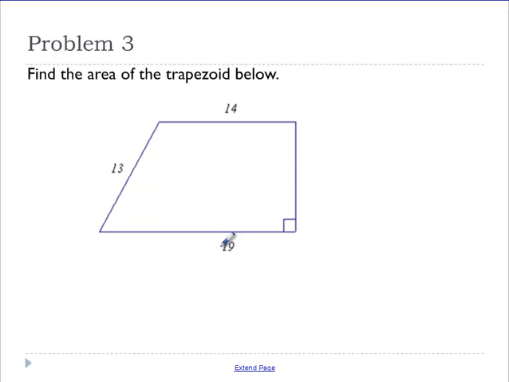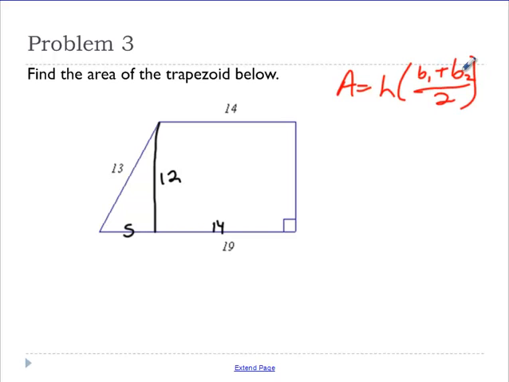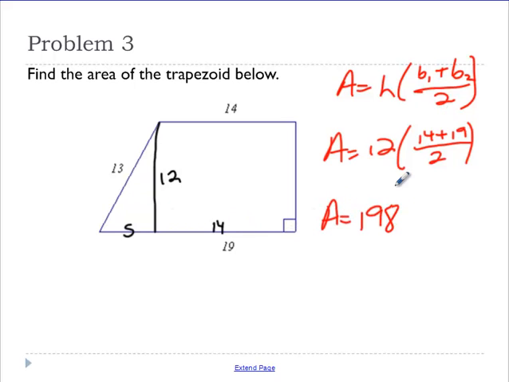Problem number 3, this is review. Let's find the area of the trapezoid. If I draw this height in and split this up, the top's 14, so the bottom's 14. 19 minus 14 makes this 5. 5, 12, 13 because that's a right triangle triple. So the area of a trapezoid was height times base 1 plus base 2 over 2. So the area is 12 times 14 plus 19 over 2. 14 plus 19 divided by 2 times the height, which is 12, and we get that the area is 198.